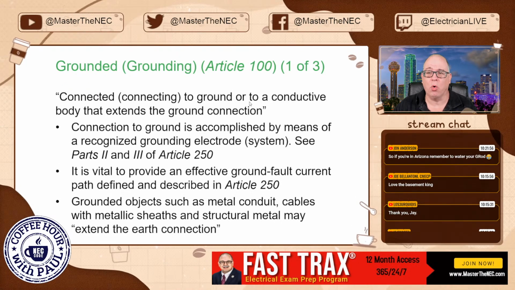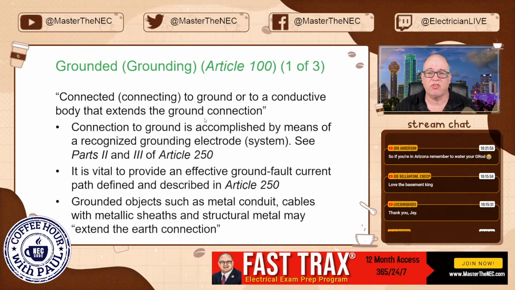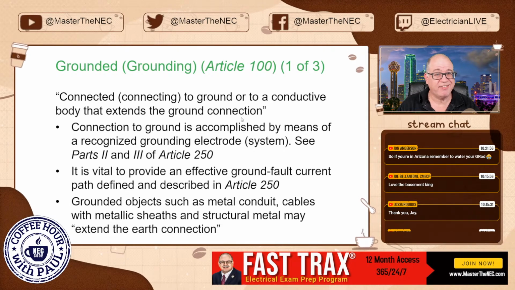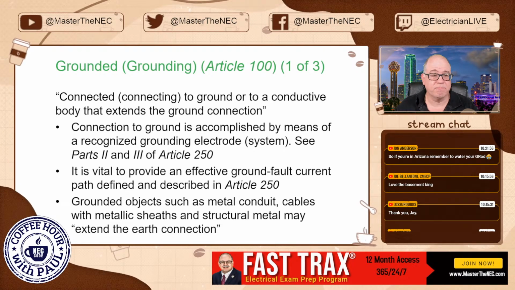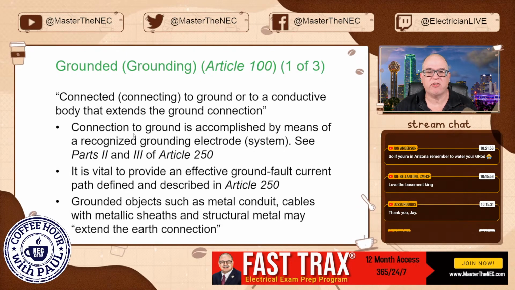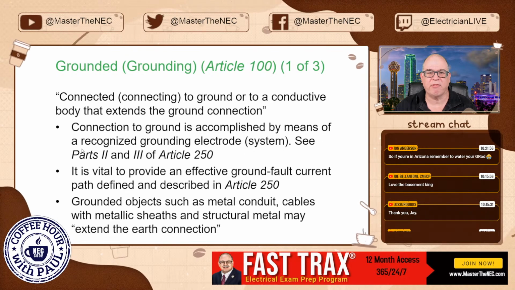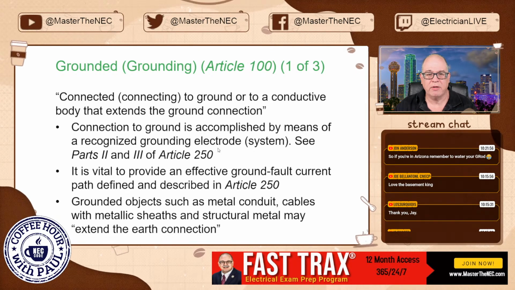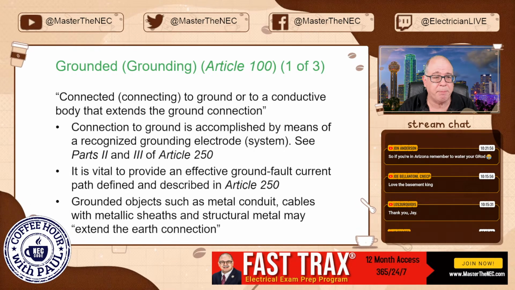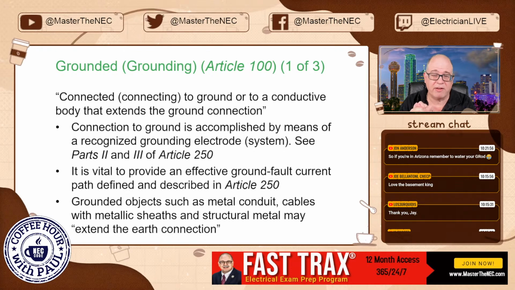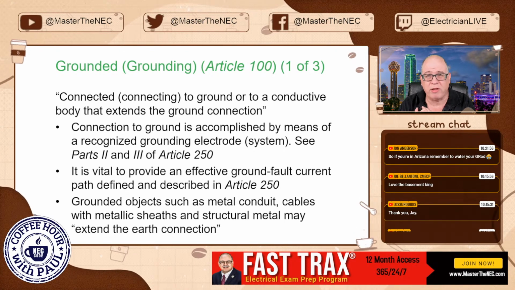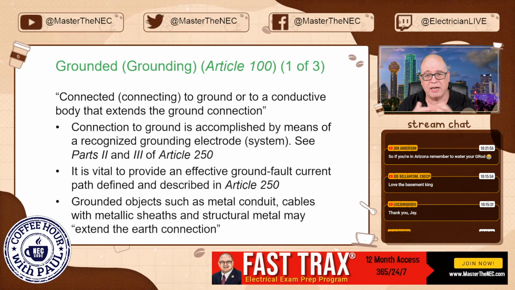Connecting to ground or to a conductive body that extends the ground connection. So even that equipment grounding conductor extends that connection to the 27th floor, right? It extends it. So connection to ground is accomplished by means of a recognized grounding electrode system. See Part 2 and Part 3 of Article 250, and trust me, we're going to have an upcoming episode where we talk about these different parts. So make sure you subscribe because I'm going to give that to you. We're going to talk about all the little pieces and the nuances of the grounding electrode system, okay?